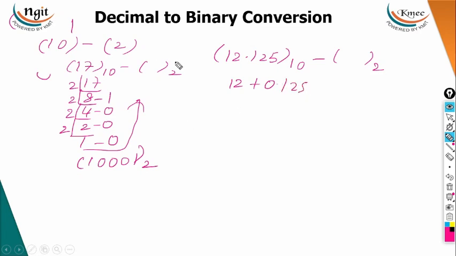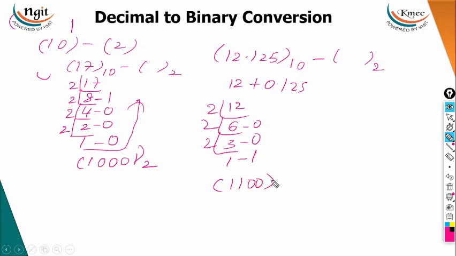Now you know the procedure to calculate the binary of a normal number. That is, 12 should be divided with 2. That is 2 6s are 12. Remainder is 0. 2 3s are 6, remainder is 0. Next 2 1s are 2, remainder is 1. So my binary for 12 is 1100.